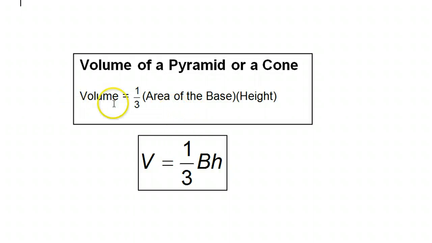Commit this to memory. So the volume for a pyramid or a cone is 1/3 times the area of the base times the height. We use the capital letter B to represent the area of the base. So we'll write it this way: 1/3 area of the base times height, 1/3 BH.